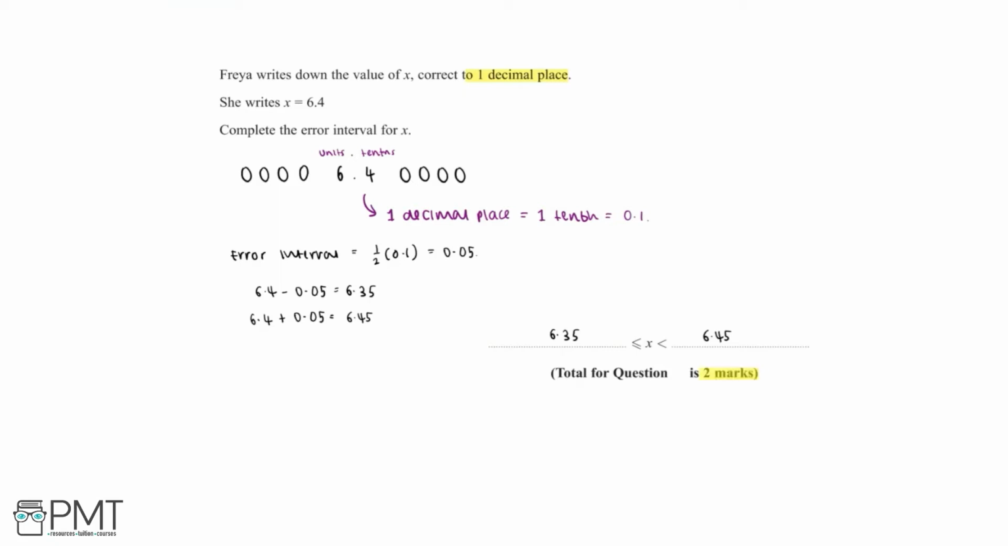Now this question is worth 2 marks. We get the first mark for correctly writing 6.35 on the left-hand side, and we get the second mark for correctly writing 6.45 on the right-hand side, allowing us to get the full 2 marks needed in this question.